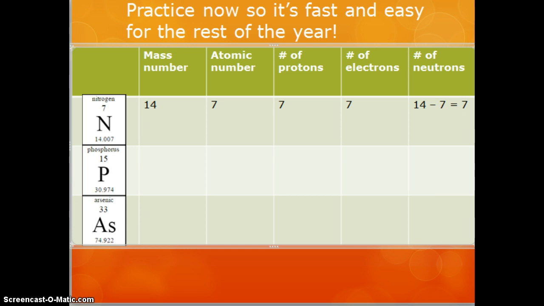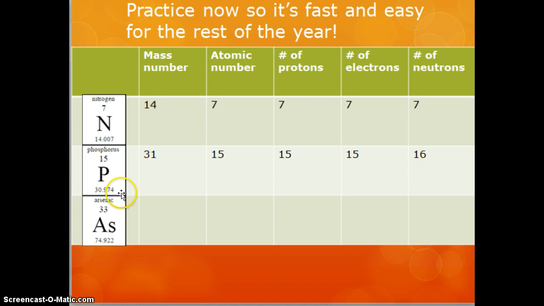And the answers are, the mass number is 30.97. We round that to the nearest whole number. So does it round up to 31 or stay at 30? It rounds up to 31. The atomic number tells us the number of protons, which is the same as the number of electrons.